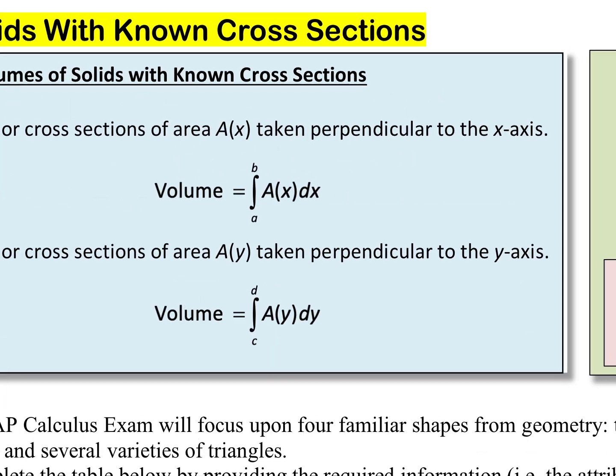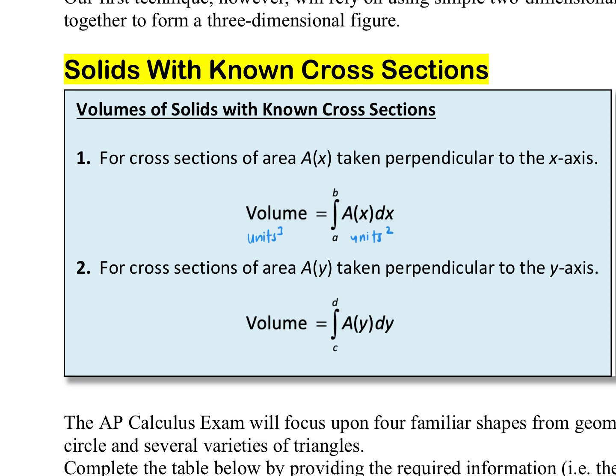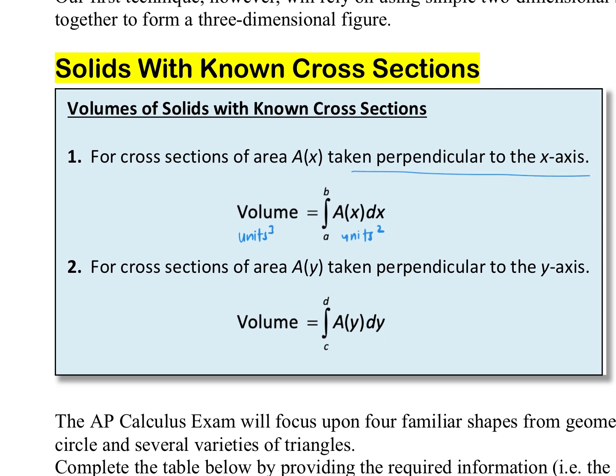So the 2 formulas here: if we integrate area, what are my area units? Like what is the units for area? Squared, right? It's units squared. And if I integrate my units squared, I end up getting units cubed, which is my volume. Okay? So when we are taking cross sections, similar to what we were talking about with vertical slices and horizontal slices, when they are perpendicular to the x-axis, that means you are going to have a vertical slice that you are looking at. So it's going to be with respect to x with your integrals.